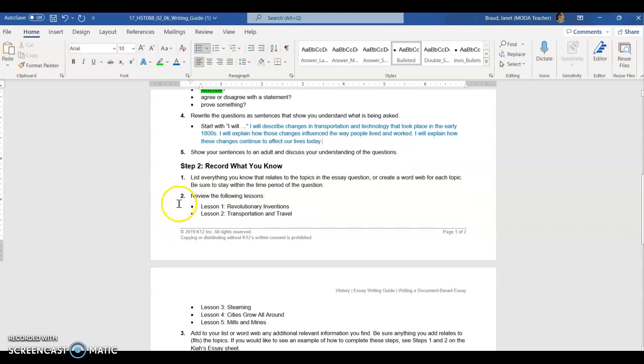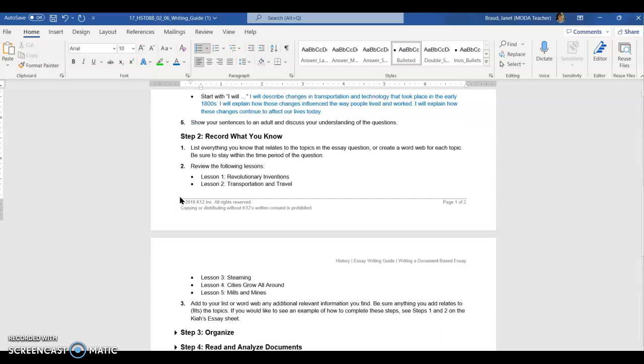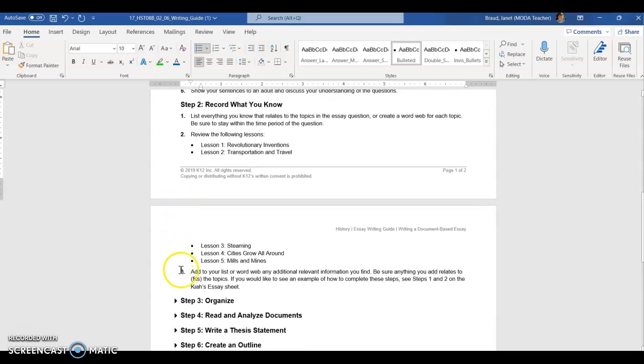All right, the next part is to review the following lessons. You had 5 lessons that started in 2.01 through 2.05, and they're listed in your writing guide. And then you're going to add to your list or word web any additional relevant information you find. Be sure you add anything that fits the topic.